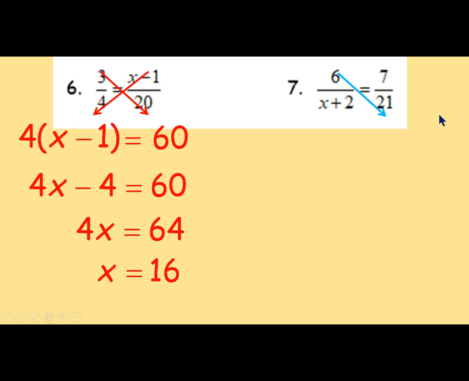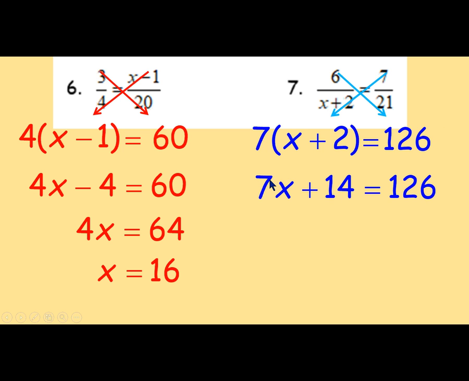In number 7, same first steps. We're going to cross multiply. 6 times 21 is 126. 7 times x plus 2 will ultimately be 7x plus 14. So we subtract 14 from both sides, divide both sides by 7, and we're going to end up, oddly, with the same answer. x is equal to 16.